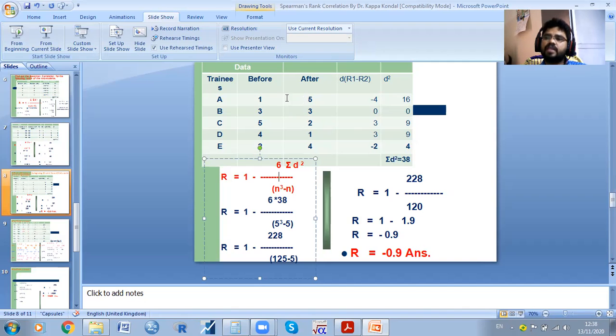In that case we can use this rank correlation in the research field also. Is it clear?